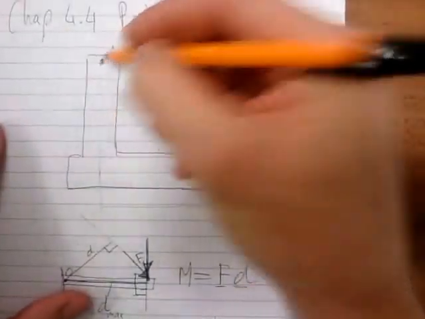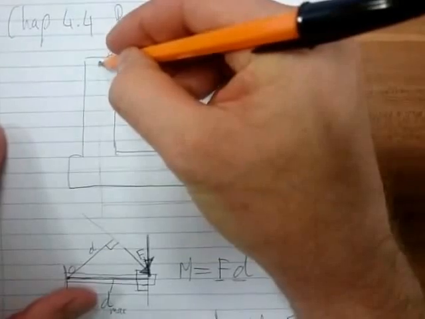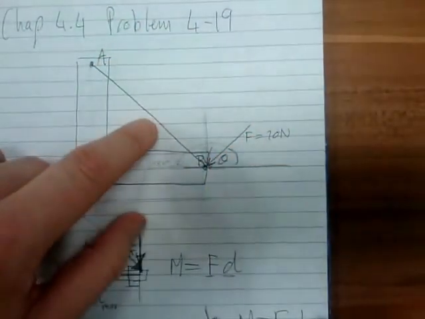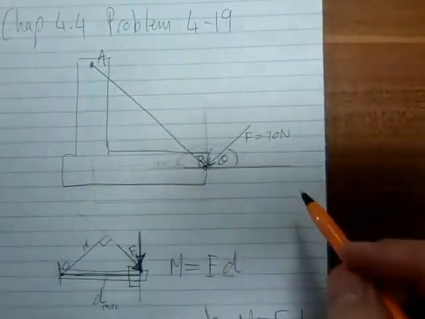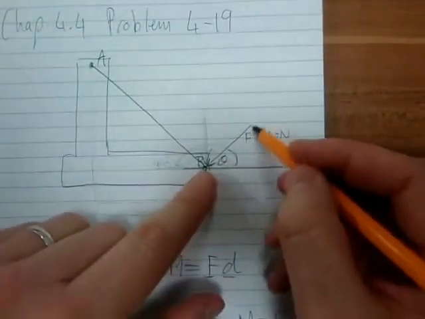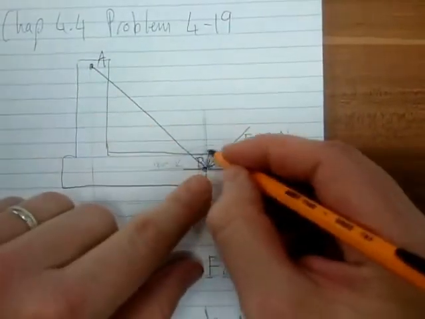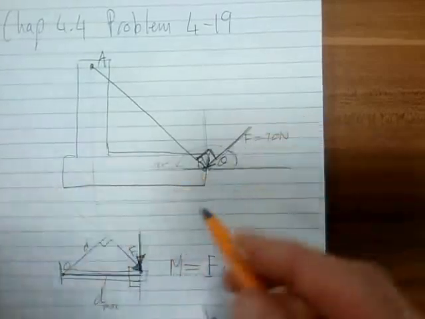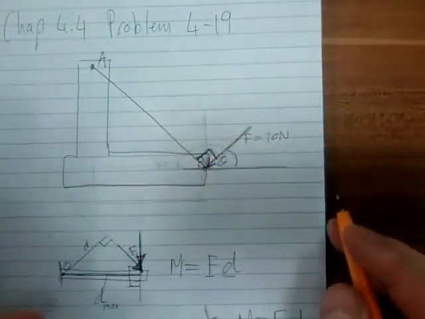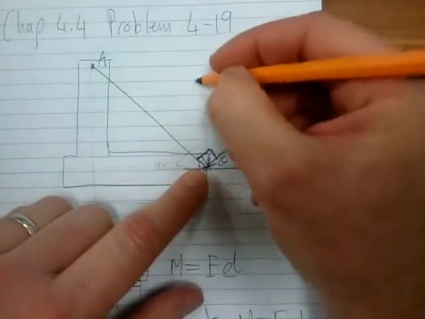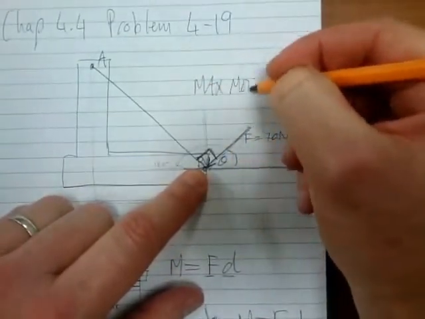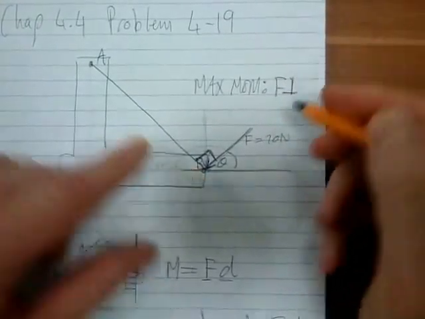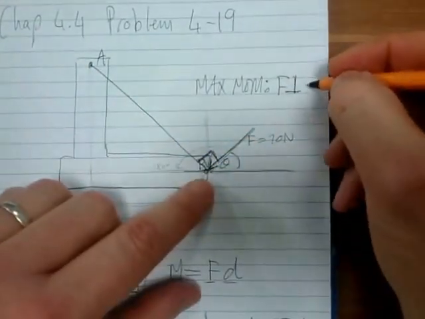Draw a line from the point of rotation to the point of application. That is the line that you need to look at when you're saying perpendicular or parallel. So this force needs to be perpendicular to that line there. So that's the initial concept. For maximum moment, my F needs to be perpendicular to this line A, to the line AB.